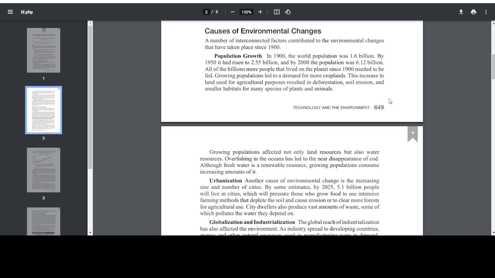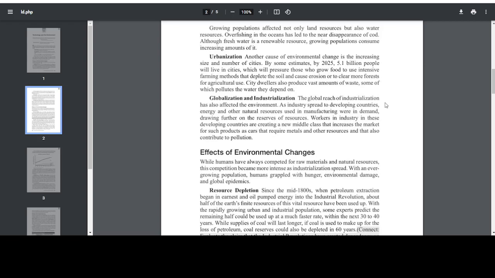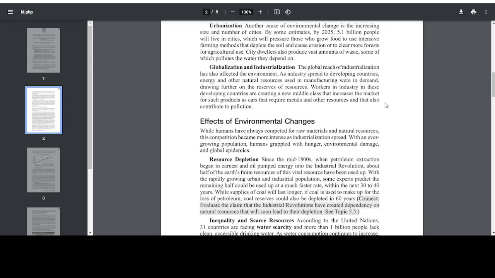All of the billions more people that lived on the planet since 1900 needed to be fed. Growing populations led to a demand for more croplands. This increase in land used for agricultural purposes resulted in deforestation, soil erosion, and smaller habitats for many species of plants and animals. Growing populations affected not only land resources, but also water resources. Overfishing in the oceans had led to the near disappearance of cod. Although fresh water is a renewable resource, growing populations consume increasing amounts of it.